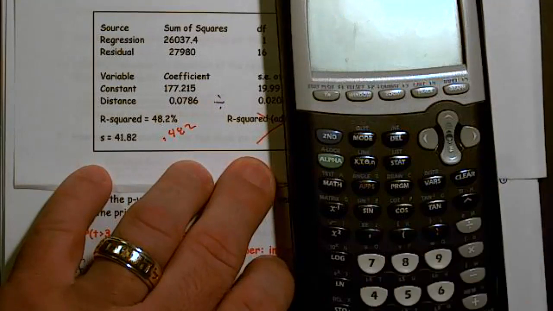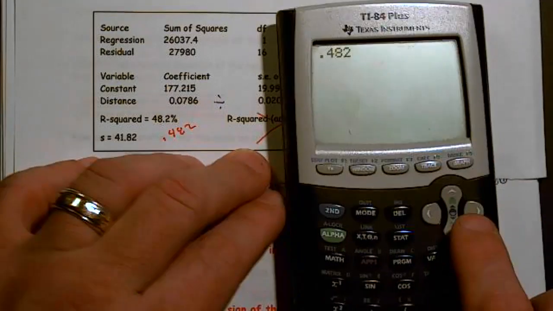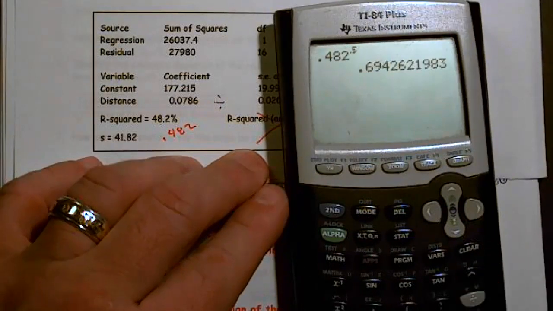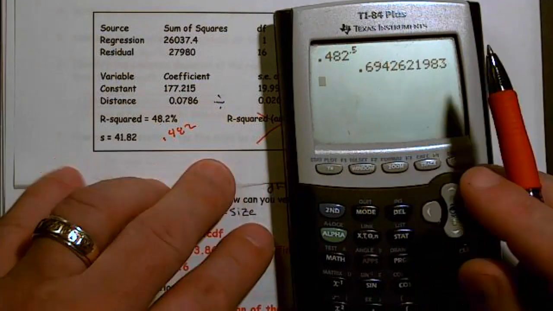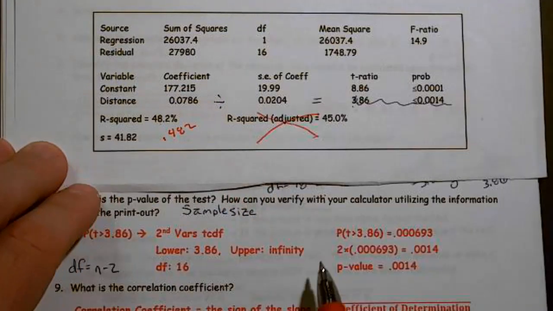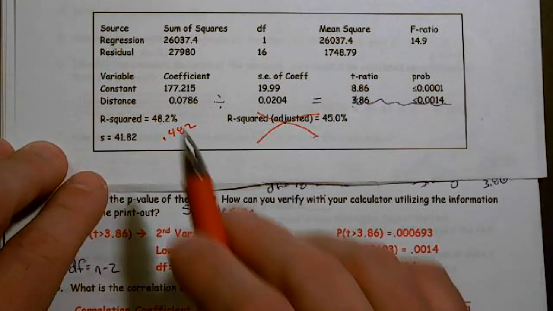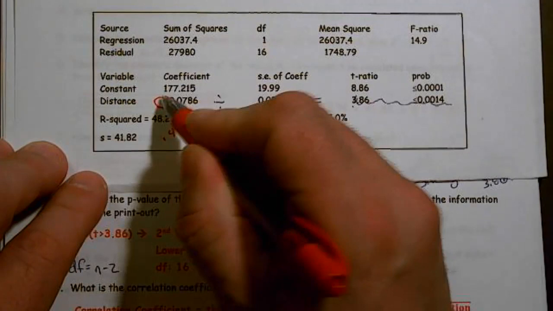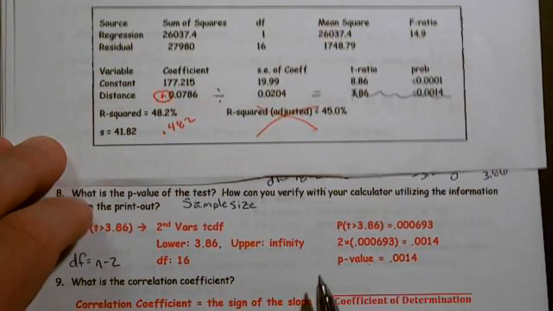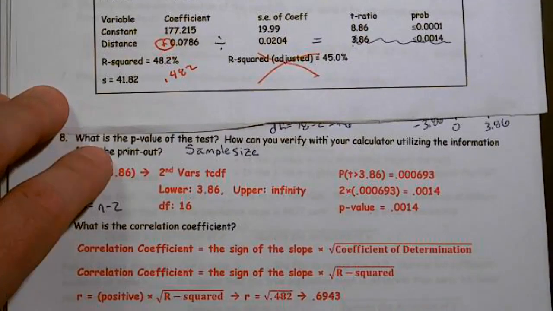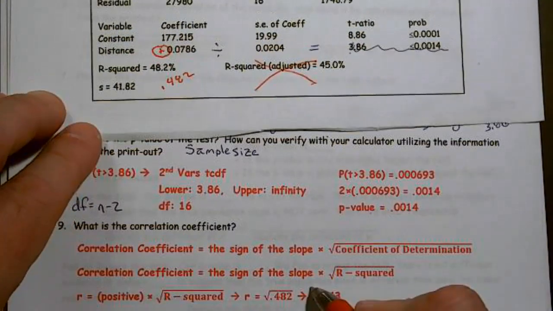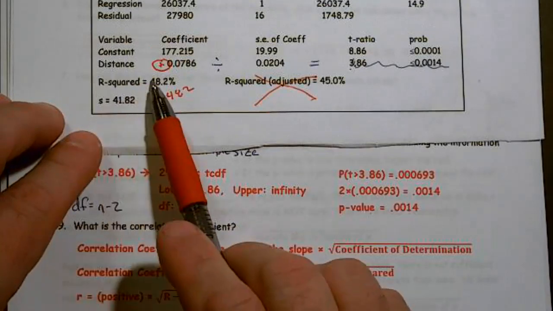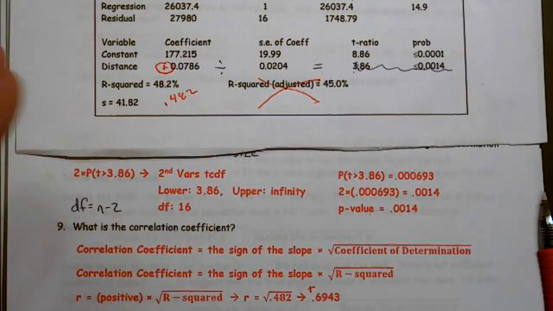So 0.482, and I'm going to take the square root of it by raising it to the half power. And I get 0.6942. So I end up getting an R of 0.6942, but I need to check one other thing. I need to look at my slope. In this case, my slope is positive, so my correlation coefficient is also going to be positive. The correlation coefficient has to have the same sign as the slope. If it's negative, you're going to need to put a negative sign there.